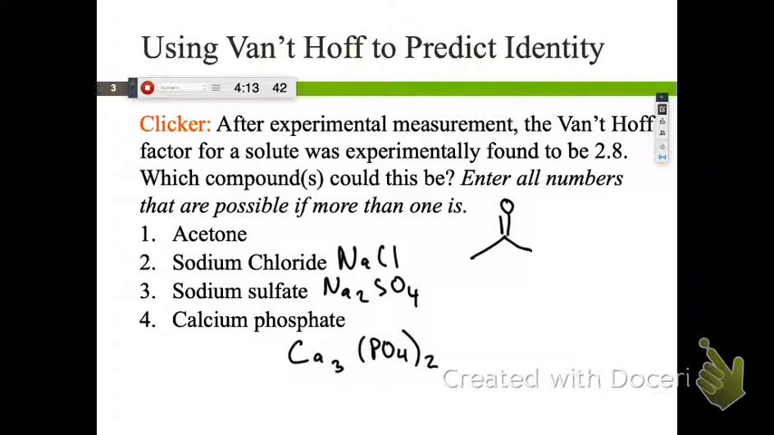So then what is our predicted, our theoretical Van't Hoff factor for each of these? Let's start at the top. Acetone, theoretical Van't Hoff factor. 1. If it does dissolve, it would be 1. Sodium chloride. 2. Sodium sulfate. 3. Calcium phosphate. 3 calciums, 2 phosphates.